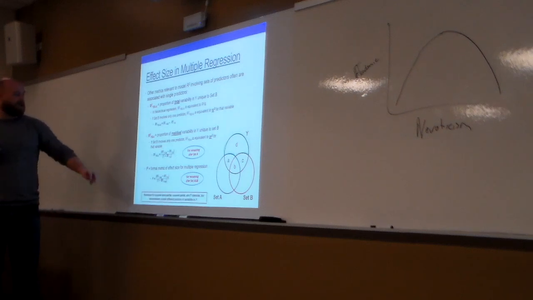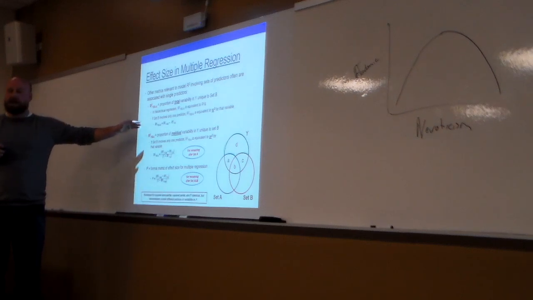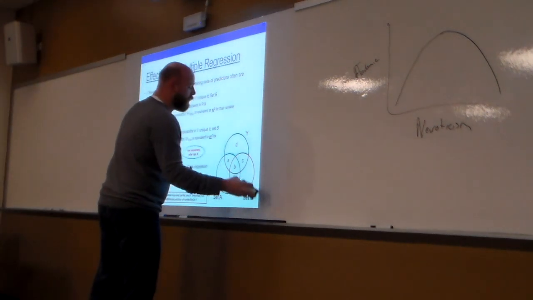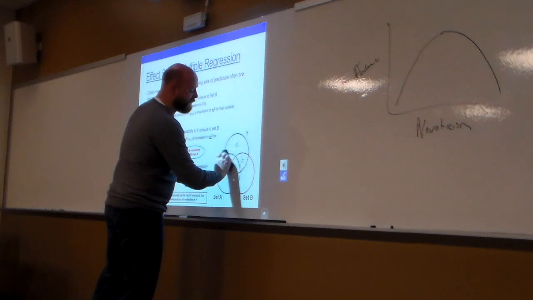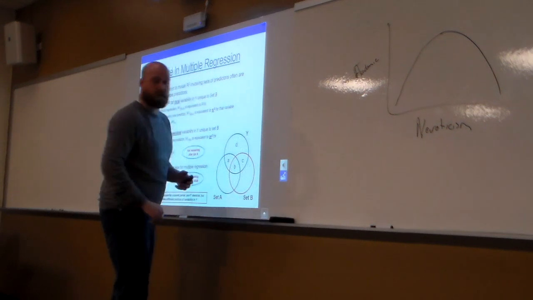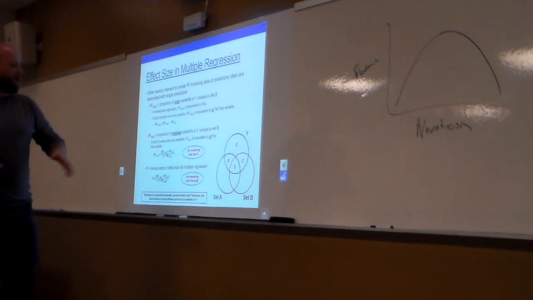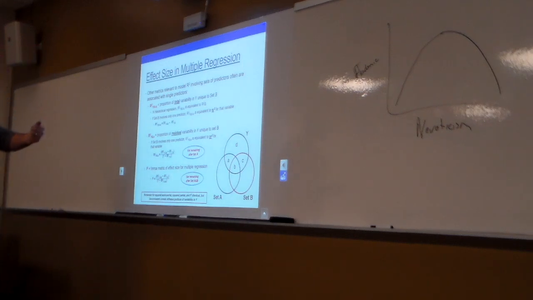So again, the numerator is the same. In each one of these, no matter what effect size we're talking about, it's variability that's unique to set B, whether or not set B is a number of predictors or just a single predictor. It's just the denominator that starts to change in terms of what we're looking at. Questions on this?